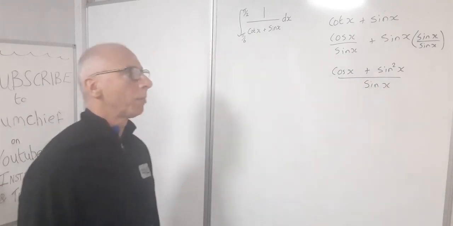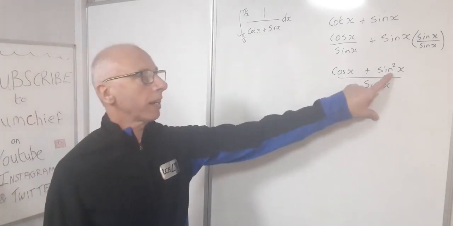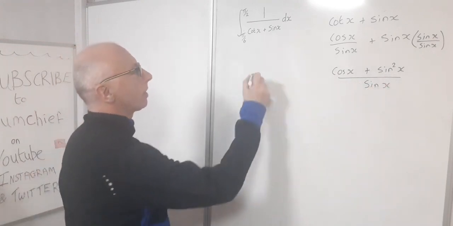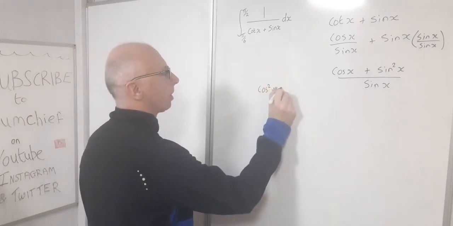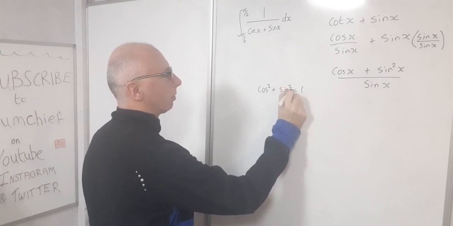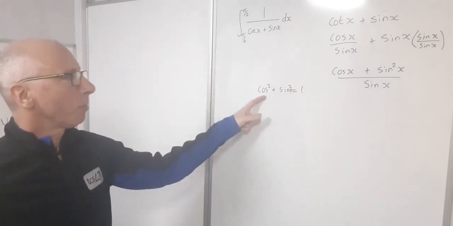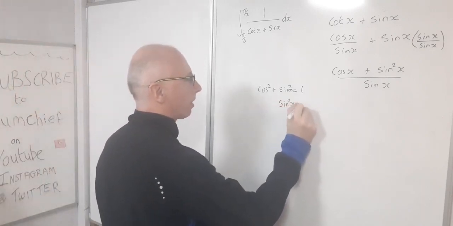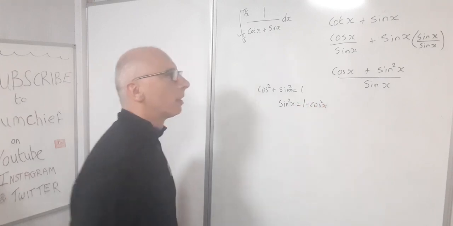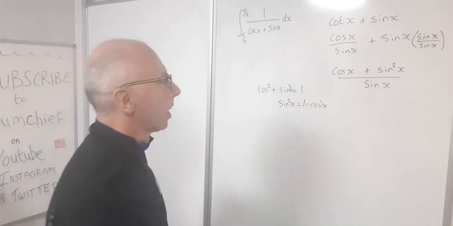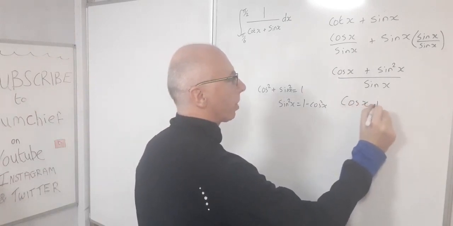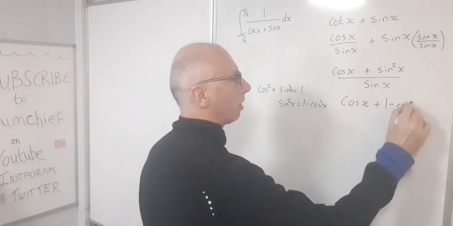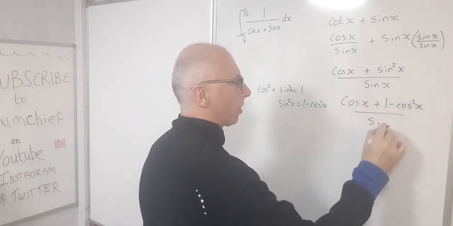So now this is looking a little bit more promising. So sine squared of x. Now if we could make this in terms of cosine, that would be good. Now we know there's a trig identity, one of the first ones we ever learned. So we can make that in terms of sine squared and get our cosine in there. So sine squared of x is 1 minus cosine squared of x. Okay, let's plug that in there. So then we've got cosine of x plus 1 minus cosine squared of x, and then that's all over sine of x.